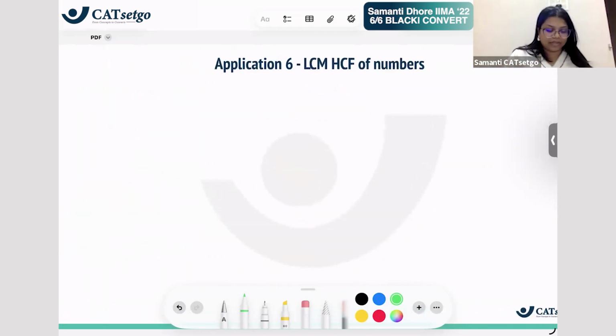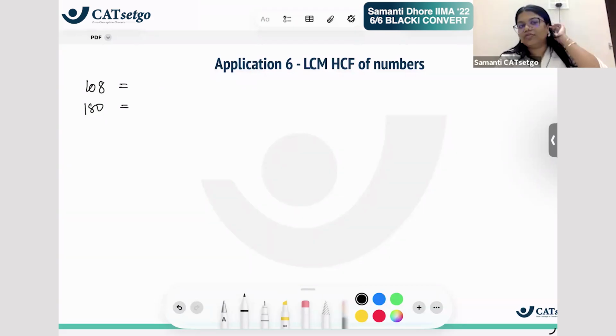Now, what's the next application? Prime factorization also helps you find the HCF and LCM of two numbers. Let's say the two numbers that are given to you are 24 and 72. 24 is 2 cube into, actually let's take some better examples. Yesterday we solved for 108 and 180. Right? Yesterday we solved HCF and LCM for 108 and 180. So tell me prime factorization of each of these, 108 as well as 180.